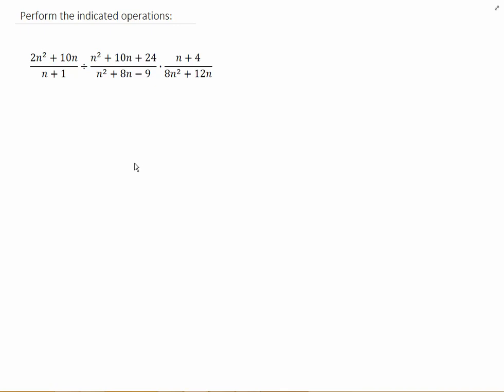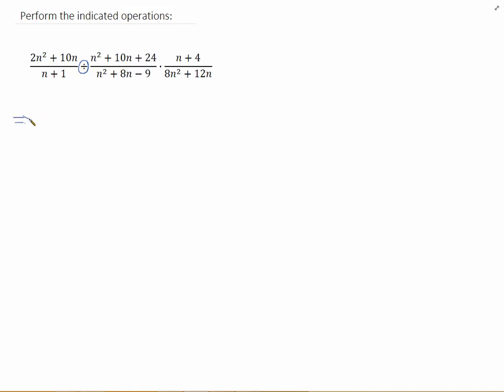Perform the indicated operations. Here we have (2n² + 10n)/(n + 1) divided by (n² + 10n + 24)/(n² + 8n − 9) times (n + 4)/(8n² + 12n). The first thing that I'm going to do here is get rid of that division symbol in the middle and replace it with a multiplication by the reciprocal.